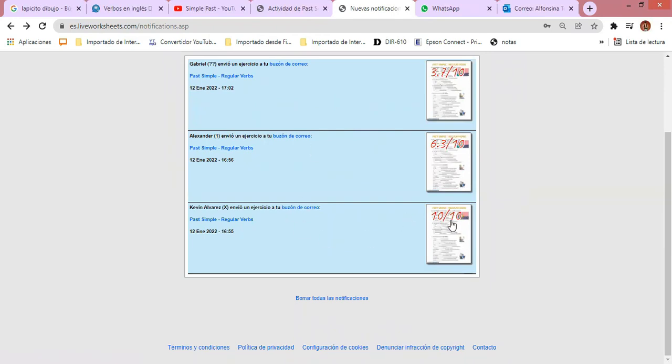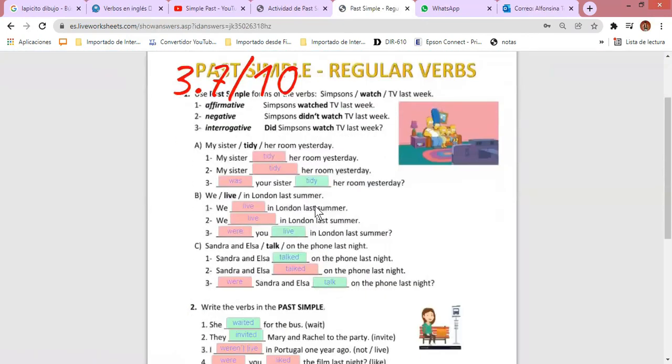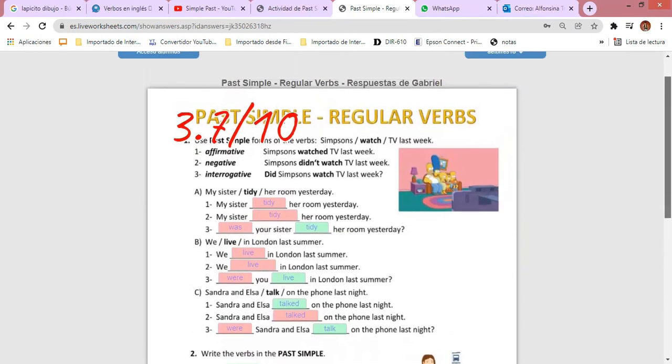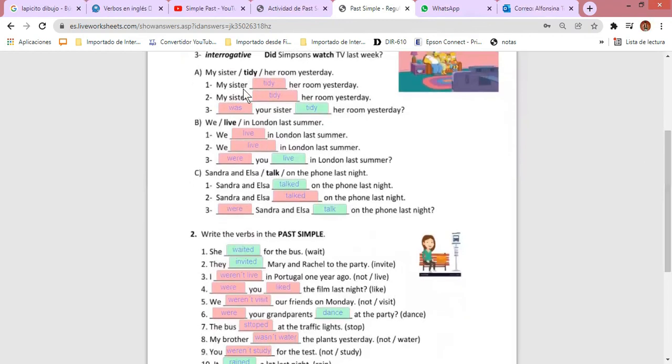Okay, Kevin, yeah, you are correct. Let's continue with Gabriel. So Gabriel, you have to change to past. You didn't put it well. So guys, try to read the assignment, please. Here is the clue. You have to do the same as they explained in the lecture worksheet. So it's the same way I explained to you. You have to change this verb to past form.